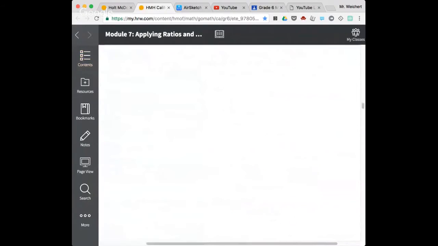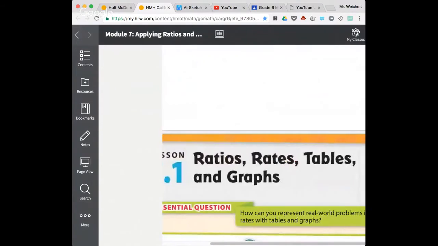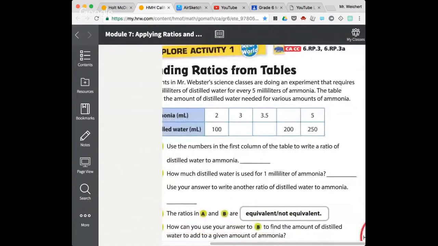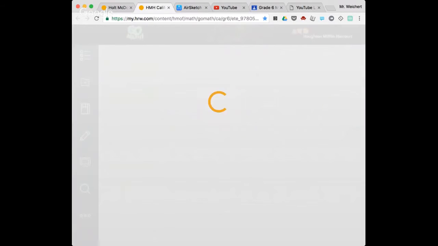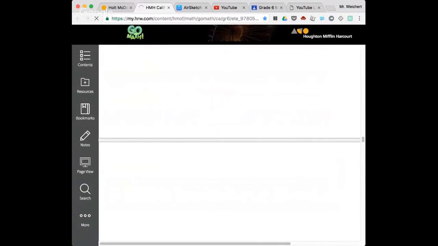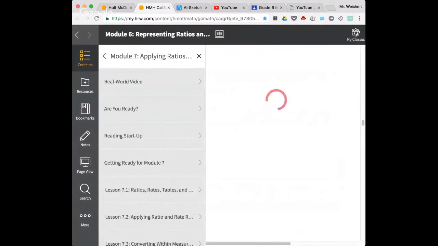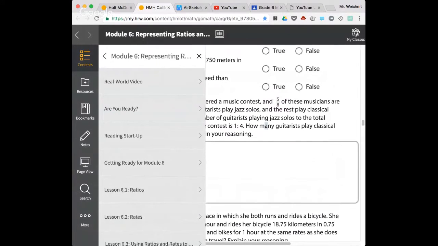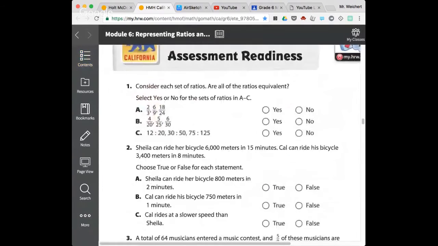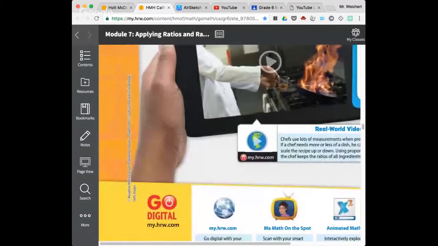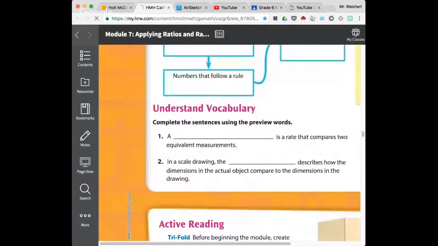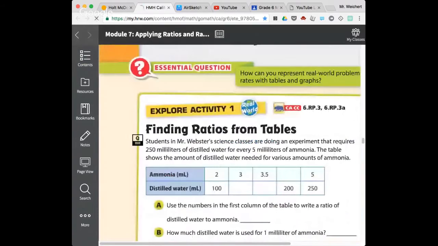Go this way. 7.1. Oh, and I just lost part of my page. If you guys want to turn to 7.1, I think that's where I'm going to head right now, if these pages show up. Module 6. Okay. Here we go. All right.